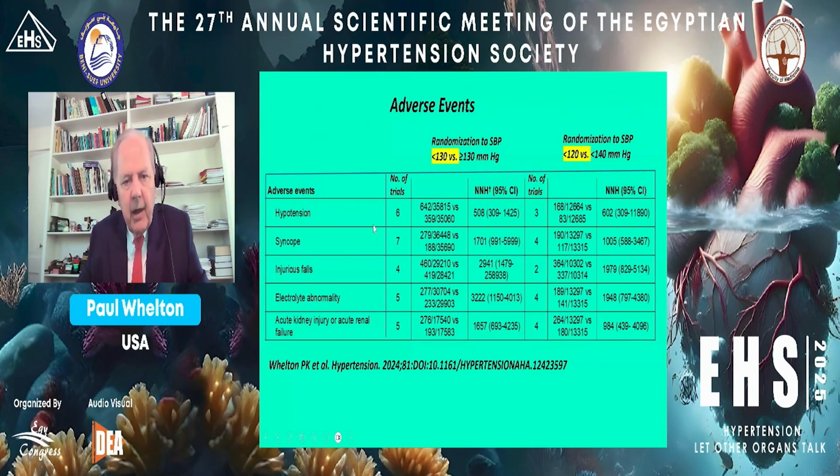For instance, for hypotension, we estimated that you would need to treat over 500 patients to see one report of hypotension. You would need to treat almost 2,000 people to see a report of syncope, and even higher for the other outcomes, and the same over here. So they were there, but they were not very common.